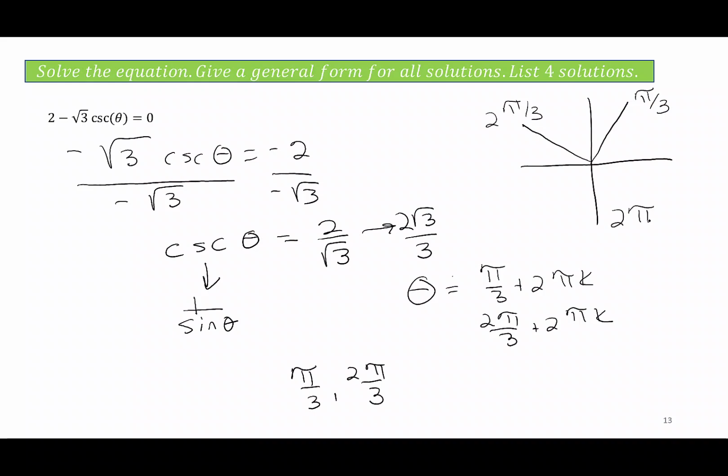My period of 2 pi can be expressed as 6 pi over 3. So if I add 6 to pi over 3, I get 7 pi over 3. If I add 6 to my 2 pi, 6 plus 2 gives me 8 pi over 3.